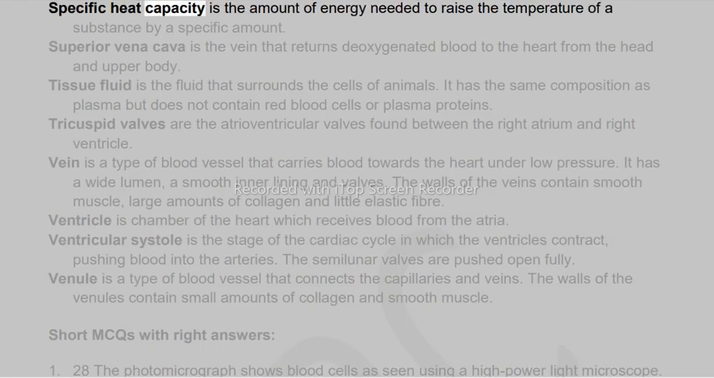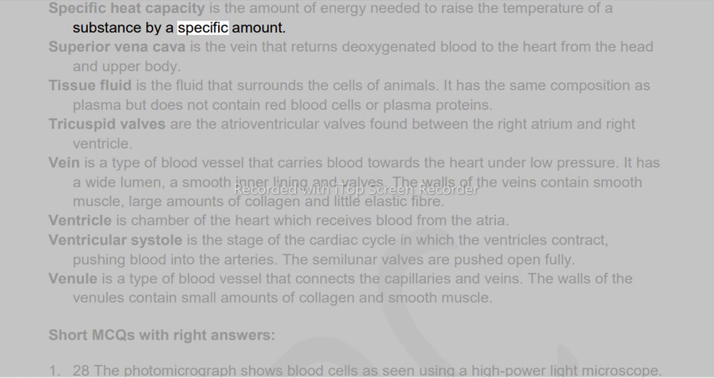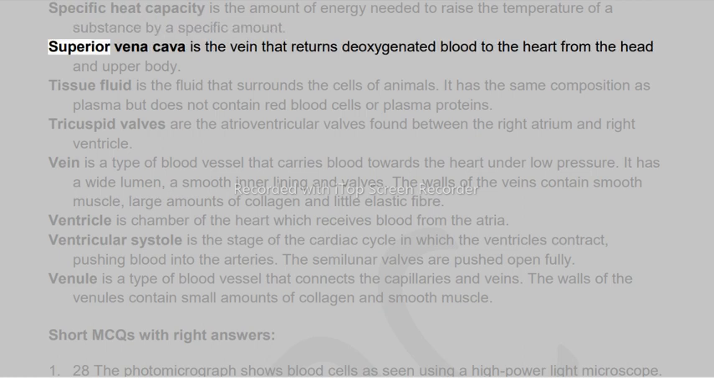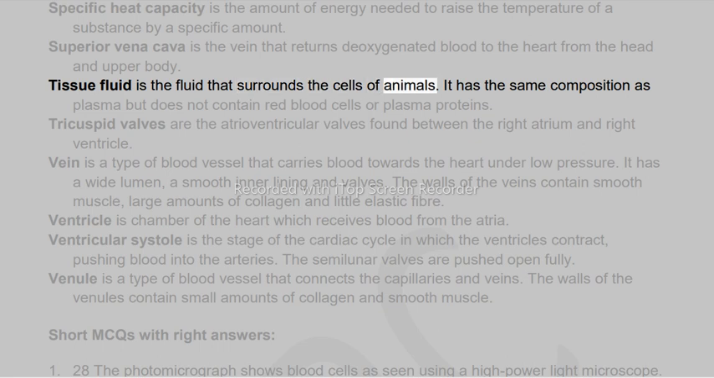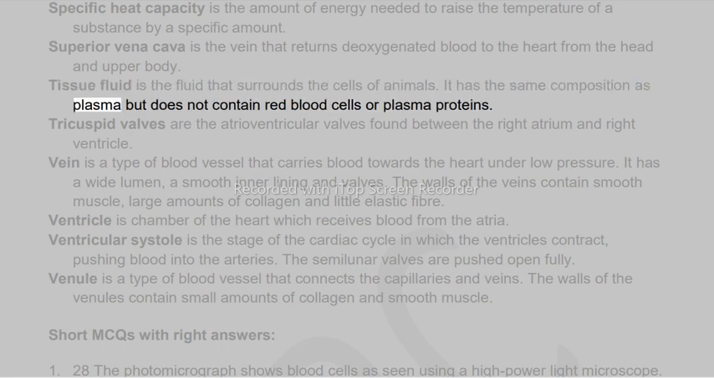Specific heat capacity is the amount of energy needed to raise the temperature of a substance by a specific amount. Superior vena cava is the vein that returns deoxygenated blood to the heart from the head and upper body. Tissue fluid is the fluid that surrounds the cells of animals. It has the same composition as plasma but does not contain red blood cells or plasma proteins.